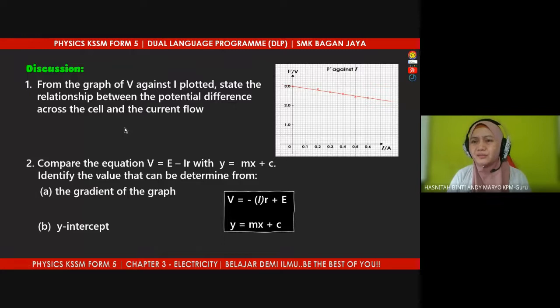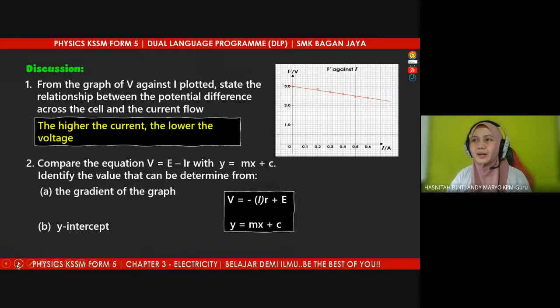Can we say this is inversely proportional? No. This is not an inversely proportional graph. It only shows that when I increases, V decreases. The higher the current, the lower the voltage. Or you can say when the current increases, the voltage decreases.